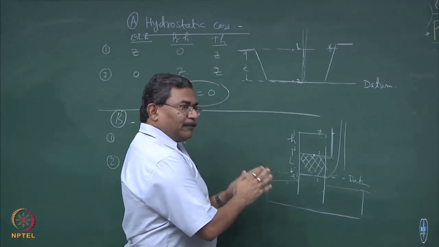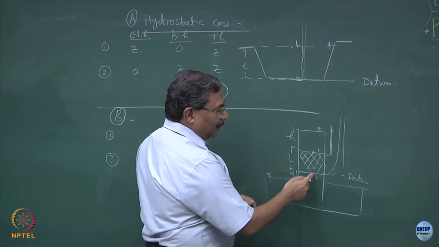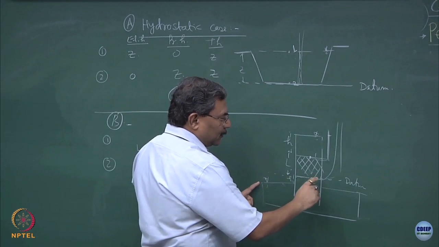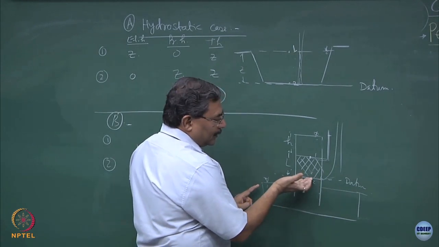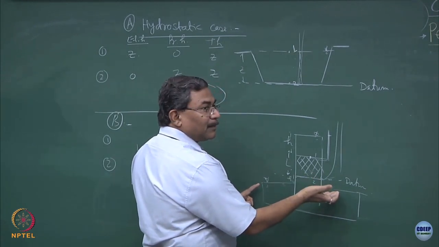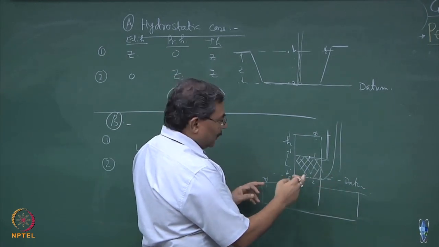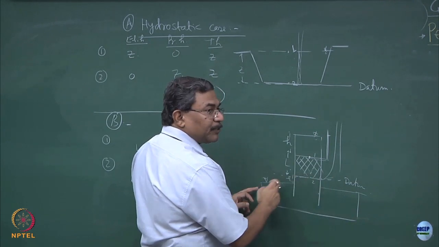Everything is under positive pressures. So, there is no reason that the pressure will drop from here because the entire thing is exposed to the atmosphere. This surface is same as this surface as far as the pressure conditions are concerned. These are basically isopressure points.